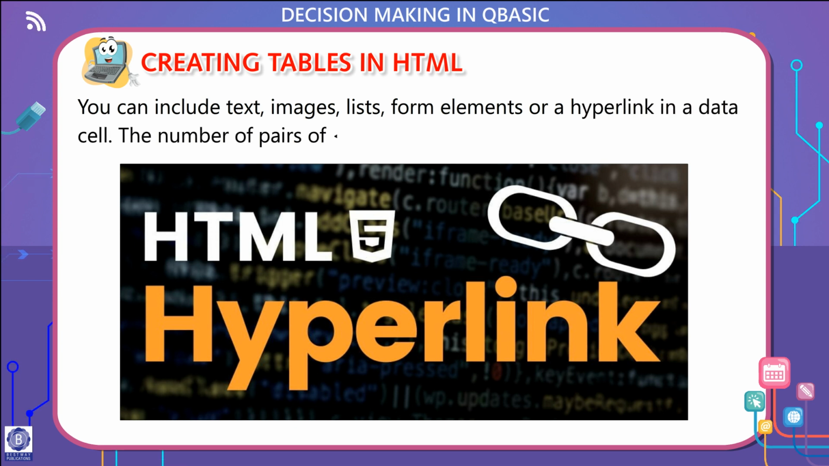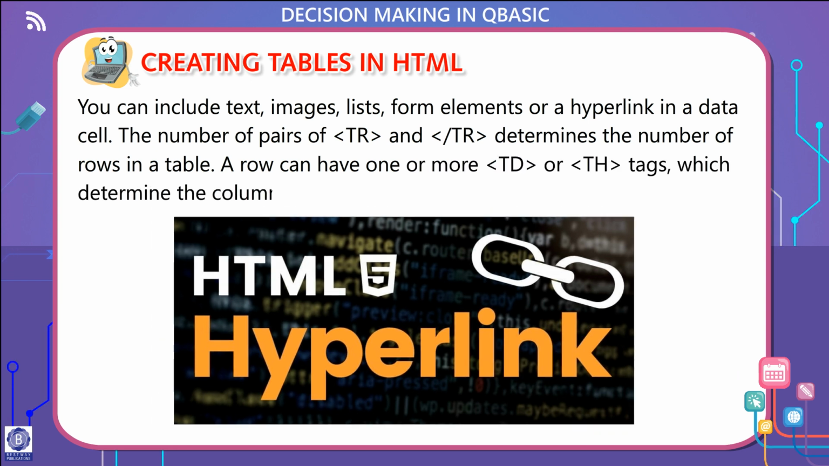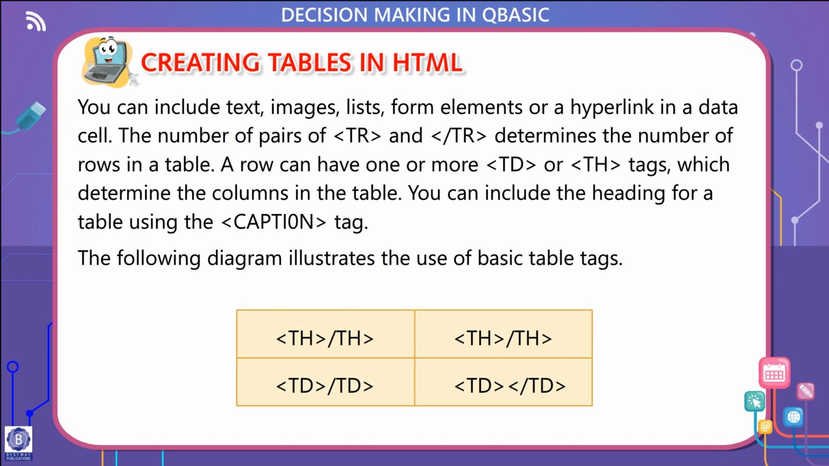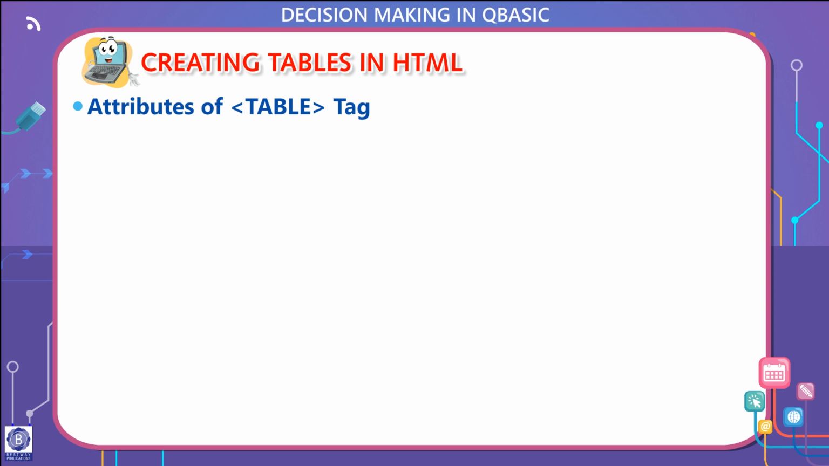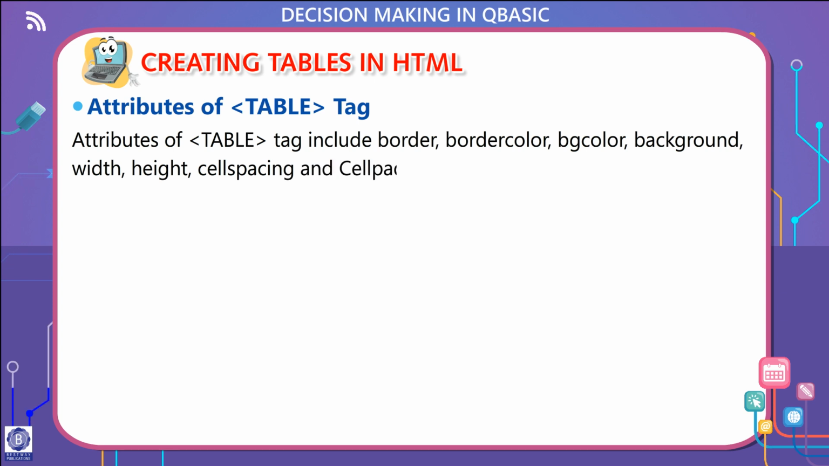The number of pairs of TR and /tr determines the number of rows in a table. A row can have one or more TD or TH tags, which determine the columns in the table. You can include the heading of a table using the caption tag. The following diagram illustrates the use of basic table tags. Table, /table, tr, /tr. Attributes of table tag. Attributes of table tag include border, border color, BG color, background, width, height, cell spacing, and cell padding.